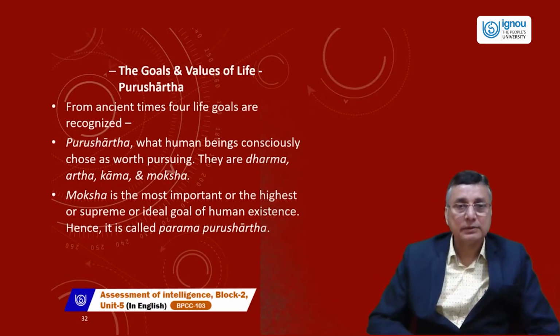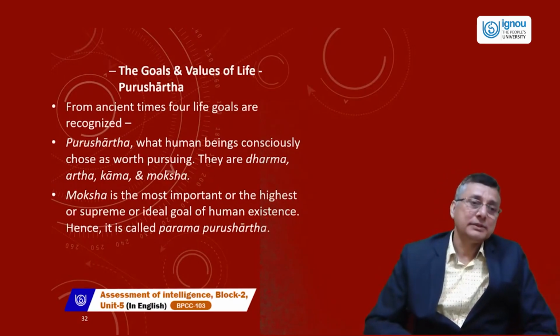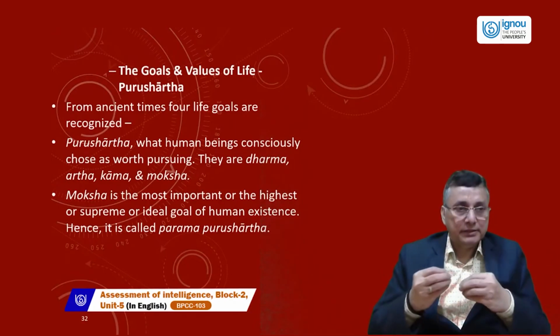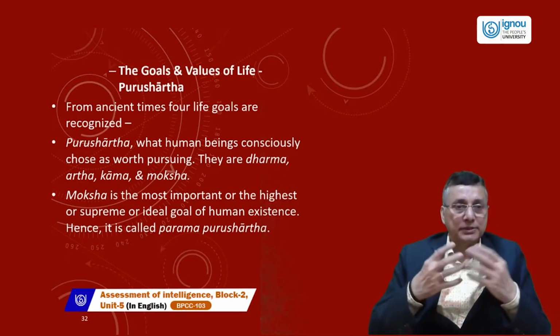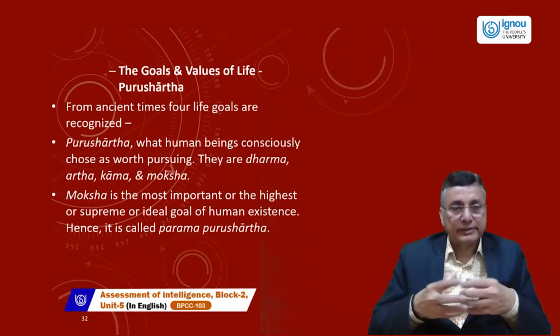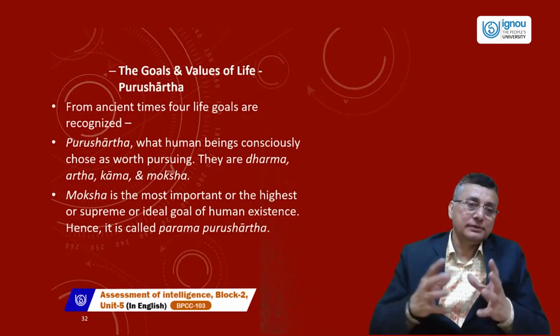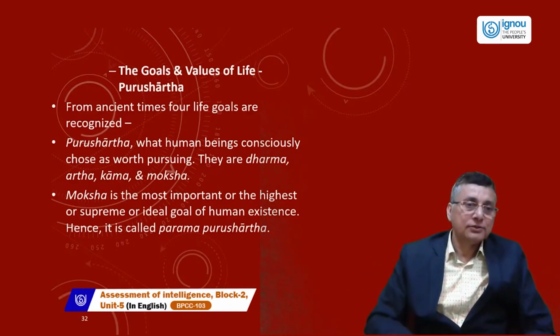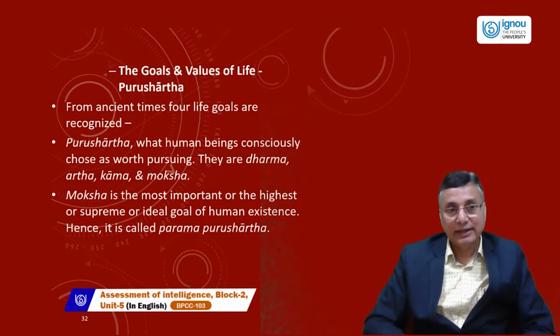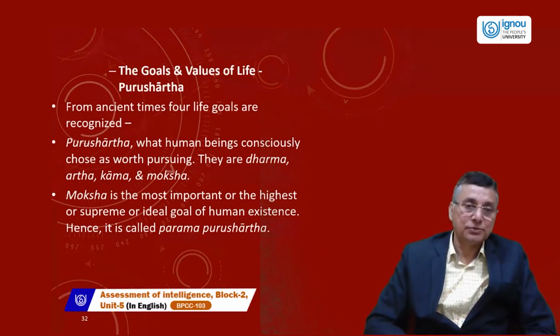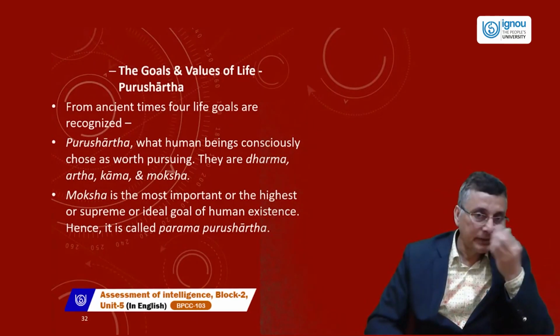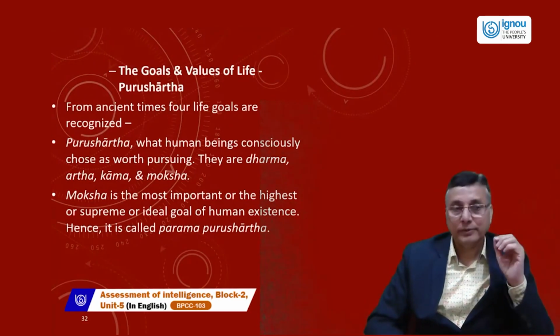Dharma means the duty. Artha means you need some money, some amount. Kama means you need some desires to do certain work. And moksha means you are now detached from all the things. So moksha is the most important, the highest, supreme or ideal goal of human existence. Hence it is called Parama Purushartha. Param means supreme. Parama Purushartha is the ideal goal for all human beings.